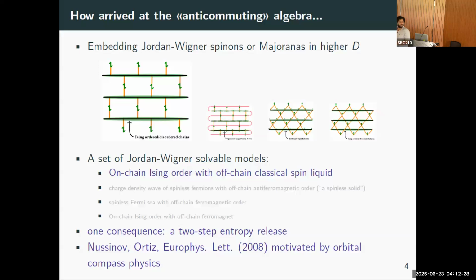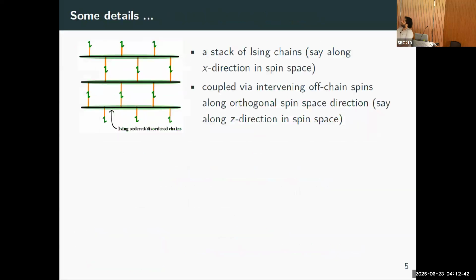Any other questions? So this particular construction was actually realized by Nussinov and Ortiz a really long time ago. They were motivated by some orbital compass physics, but we can skip that. So some details. As I said, it's a stack of Ising chains, and they're coupled by some intervening off-chain spins. The coupling is in the orthogonal spin space.